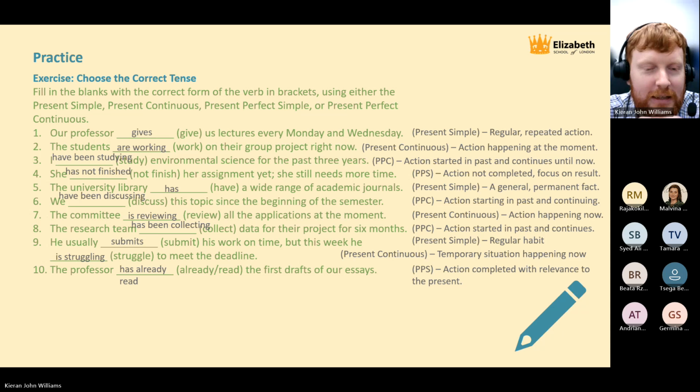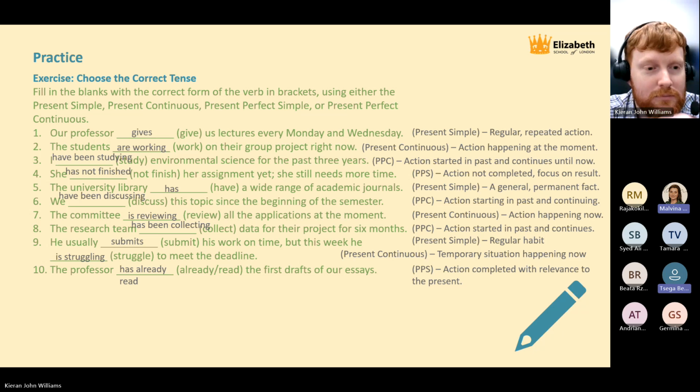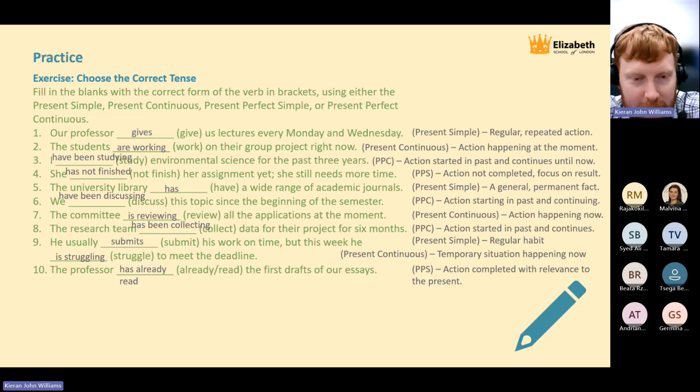Gives. Very good. Okay, so present simple for something that is regular. Very good. Number 2, we've got right now. So what's the answer for this one? The students are working. Okay, very good. So are working, present continuous for right now.